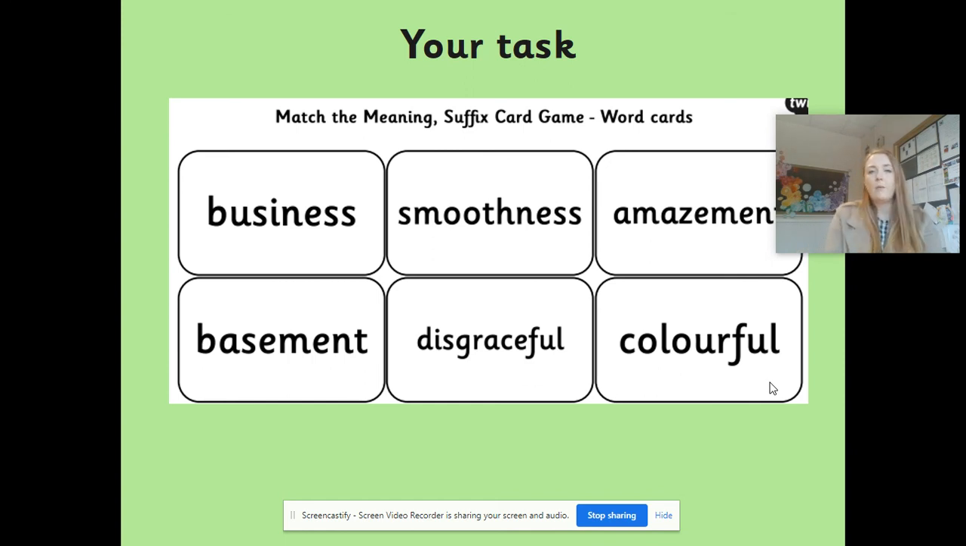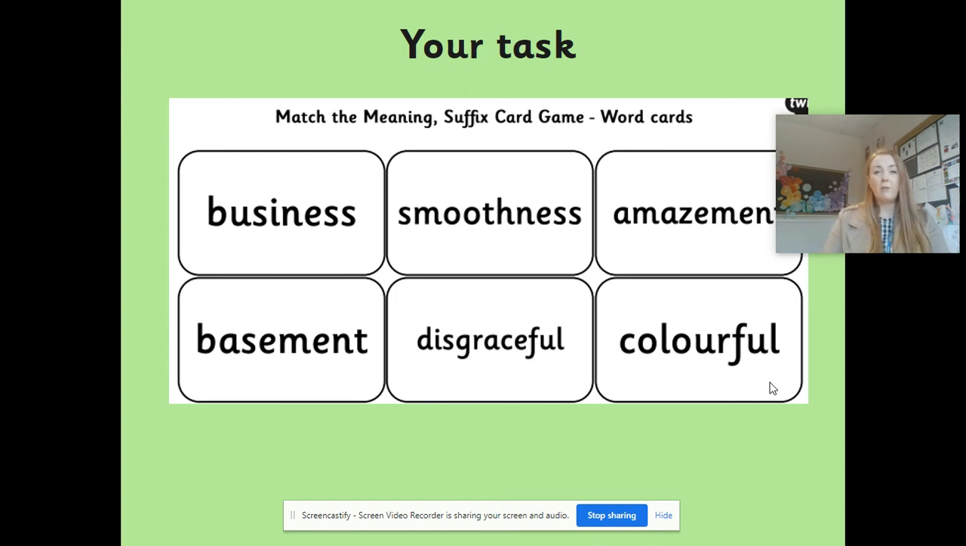Now, the only way that we're going to get better at adding suffixes to words is just by practicing, seeing them, spotting them when we're reading, and learning new meanings of words. So that's why I've given you this task today. So you might need a grown-up to help you, or a brother or a sister, because normally you would have help from a partner in class, and then myself. But I want you to try and match up the word card that you can see on the screen now with its meaning or its definition.